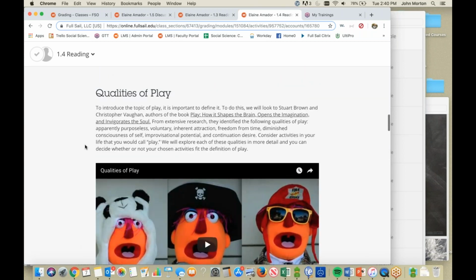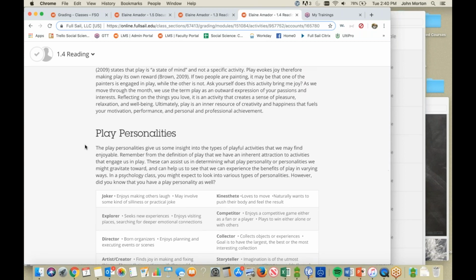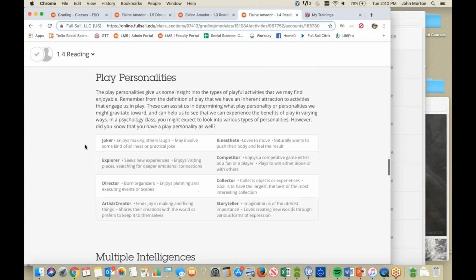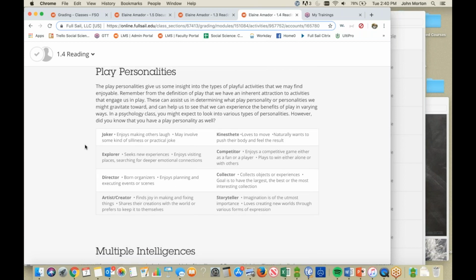You could discuss qualities of play and play personalities. The same thing happens with play personalities a lot. There are these eight play personalities. People will talk about two of them and say, oh, well, I talked about these two. And it's like, well, you talked about play personalities, which is one topic. So just make sure you're discussing two topics.